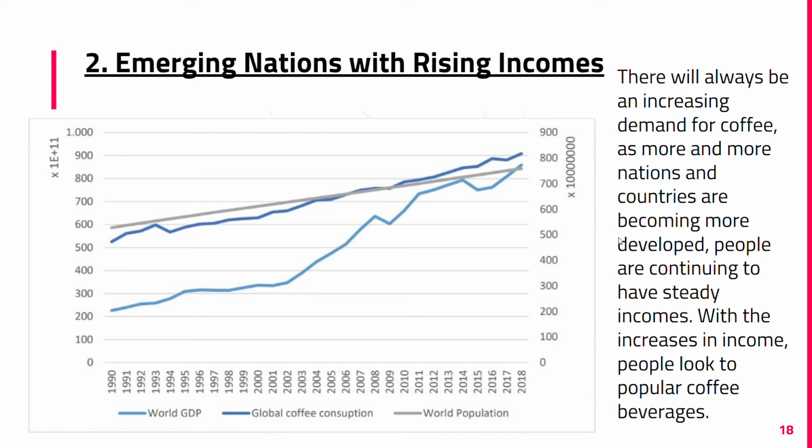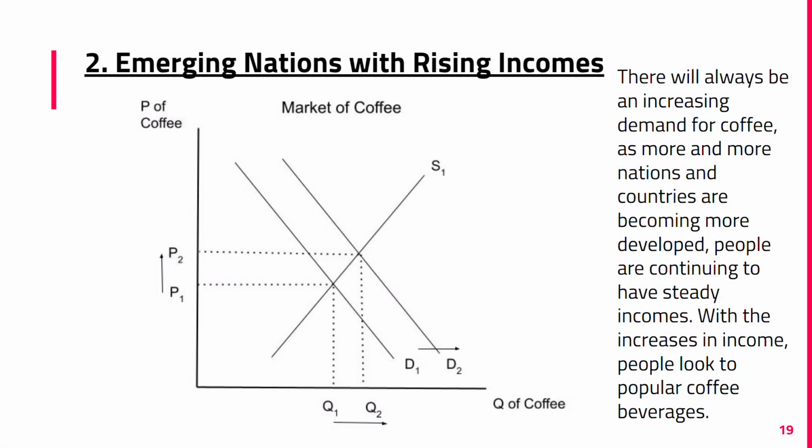And this is a non-price determinant of income. As people's incomes increase, their demand for coffee would also increase. You can see the demand curve shift to the right. As the quantity demanded increases, the price of coffee would also increase accordingly.